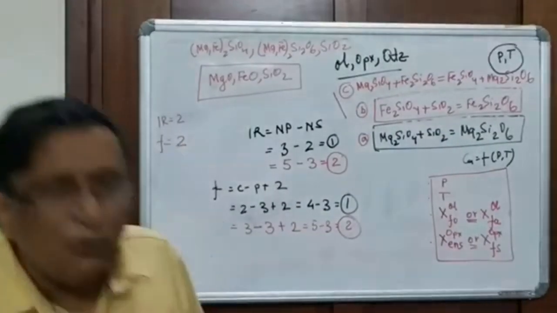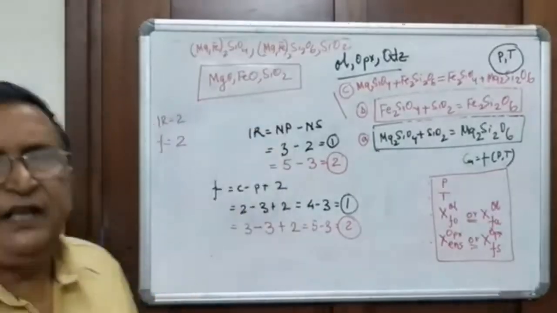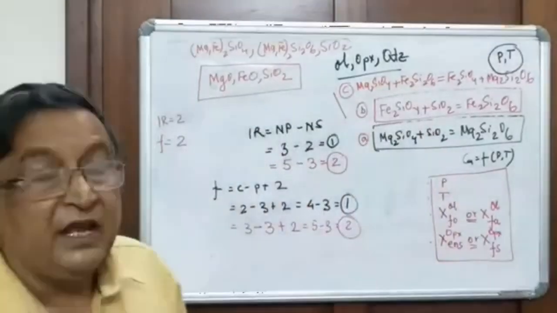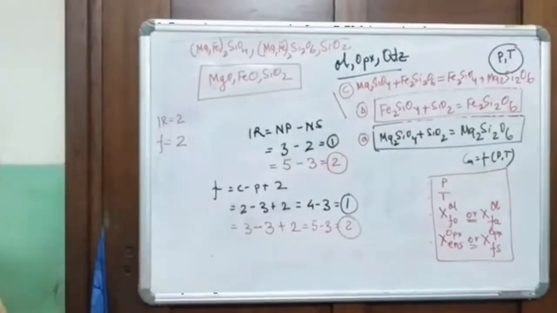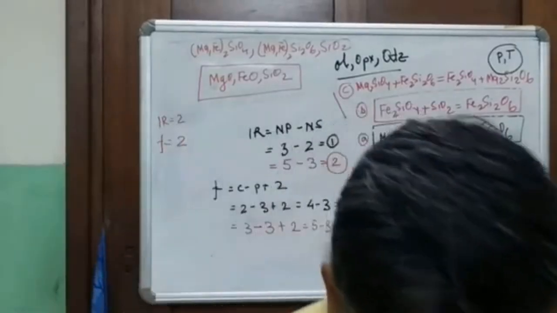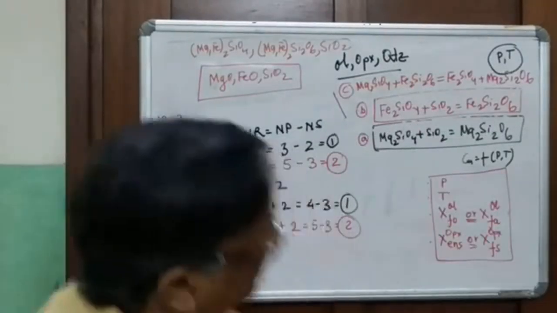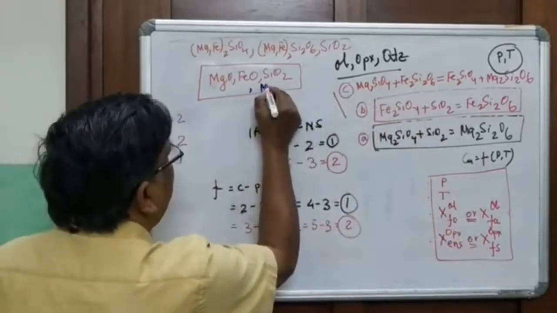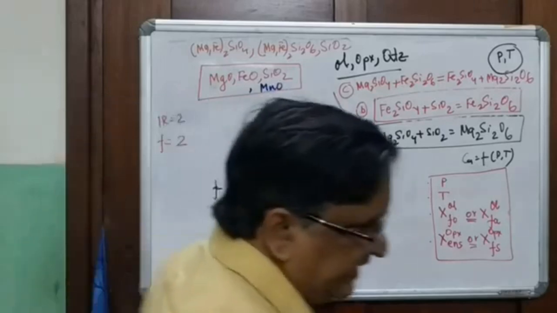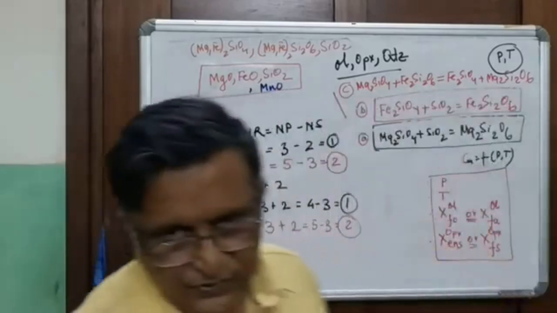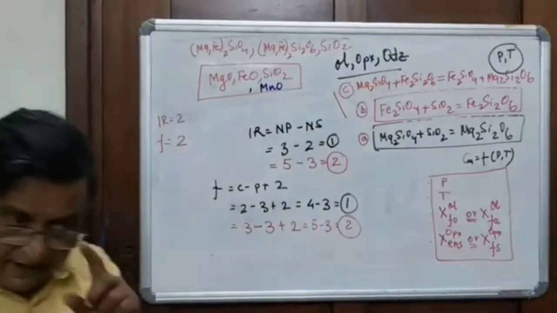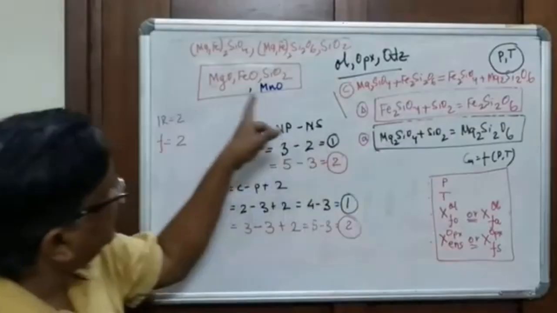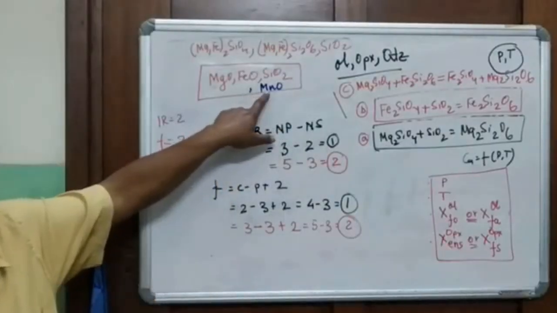Let's do a little more complex system. I will give you a problem to do. You do it yourself. I won't check it. If you have a problem, let me know. What happens if I take MnO as an additional system component? You do the problem yourself. I will not tell you. Remember very carefully, I have extended it to MnO system.